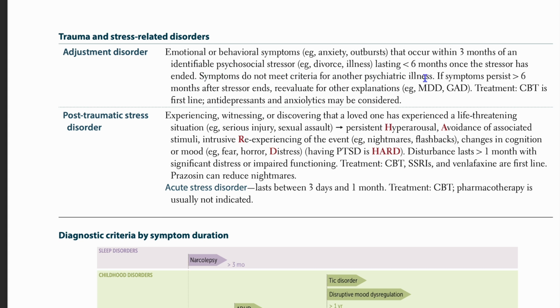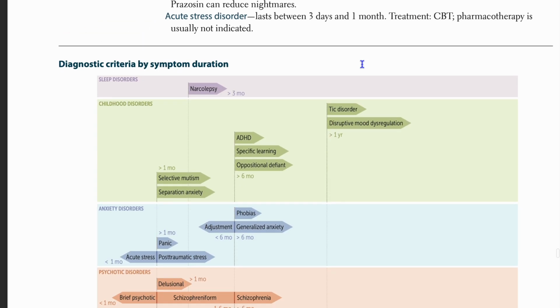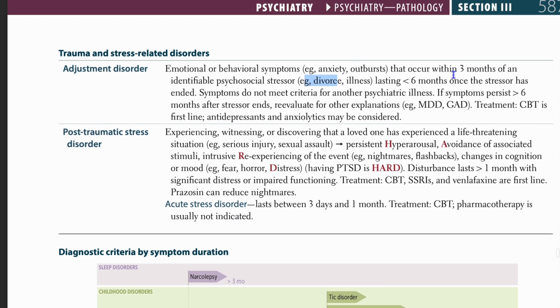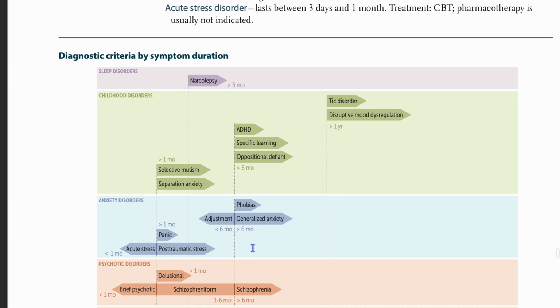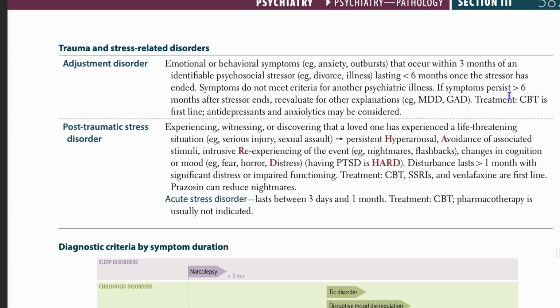Symptoms do not meet criteria for another psychiatric illness. For something like this, they'll give you a straightforward scenario that won't confuse you, because if they start confusing you, then you've got to do differentials with the other stuff, and chances are you will pick something else. So to avoid that, they'll give you a straightforward thing. It's going to be that person got divorced, or they moved to a new place and it's been over 6 months. So what is it called? If it's less than 6 months, it's adjustment disorder, and if it's more than 6 months, it's generalized anxiety.